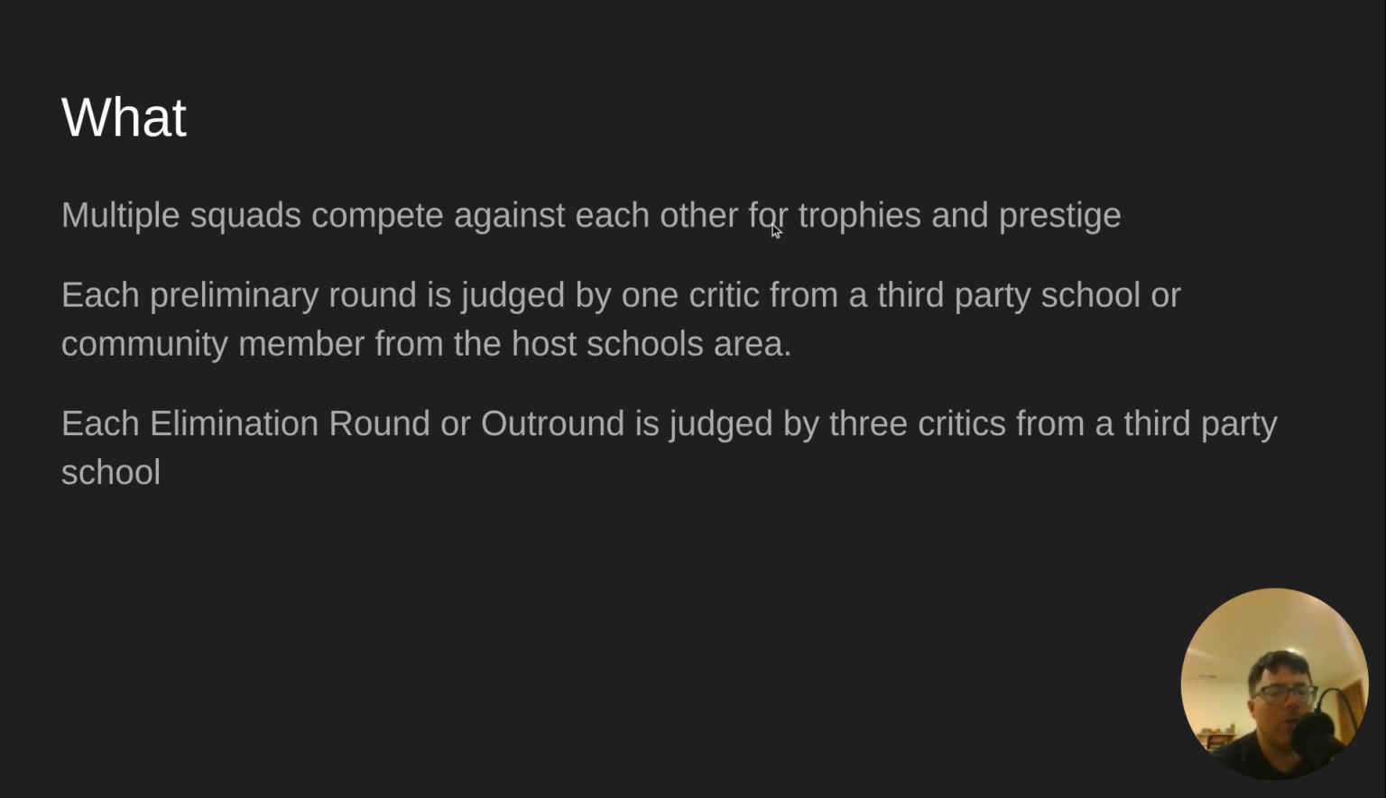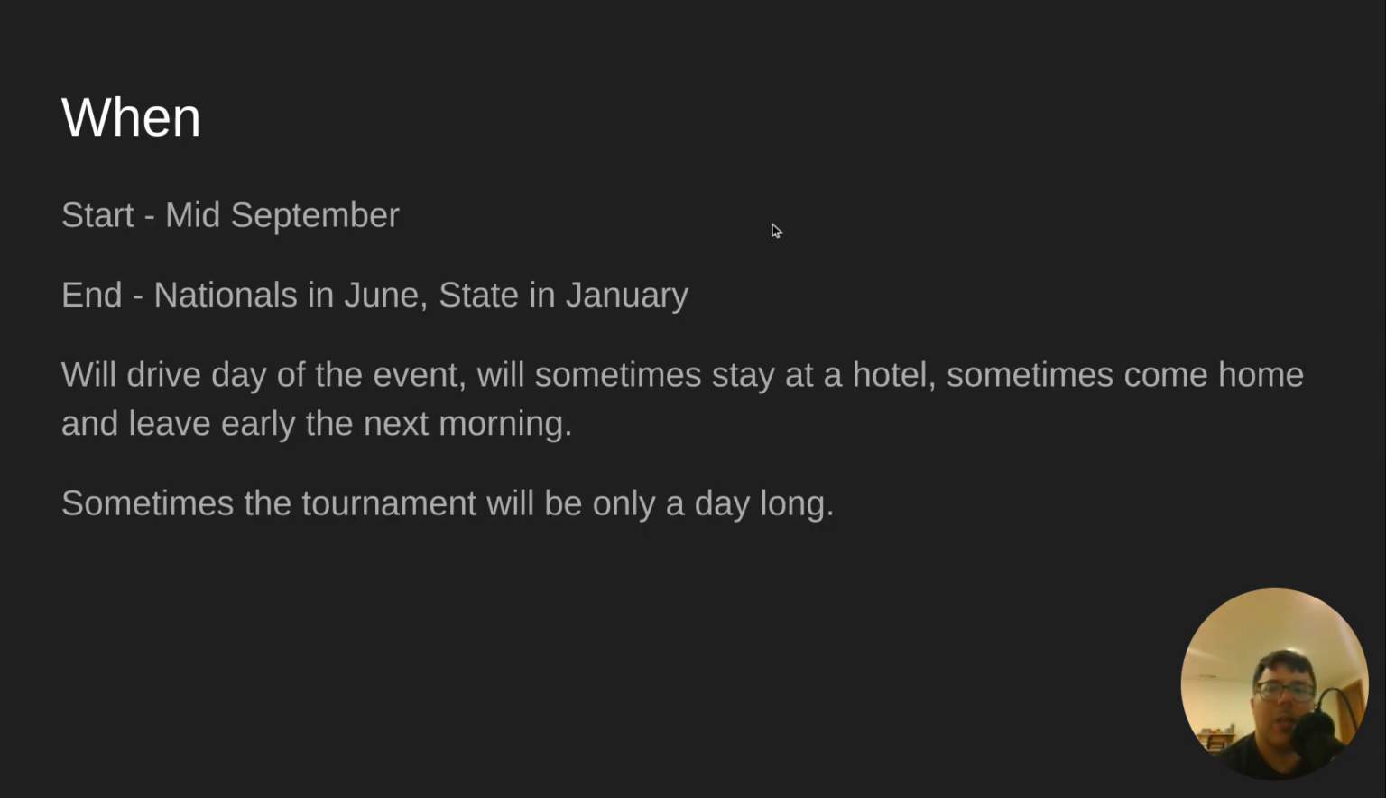There are also elimination rounds, or an out round. Those things are judged by the same group of people usually. It can be anywhere from 1 to 7, 9. Usually it's going to be 3 critics, and those 3 critics are going to render a decision. Same way as always, it's just another round. It's just going to have more judges usually in out rounds.